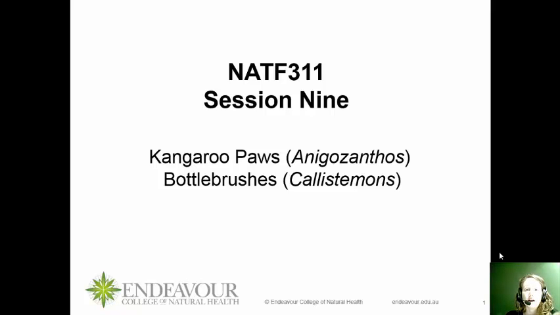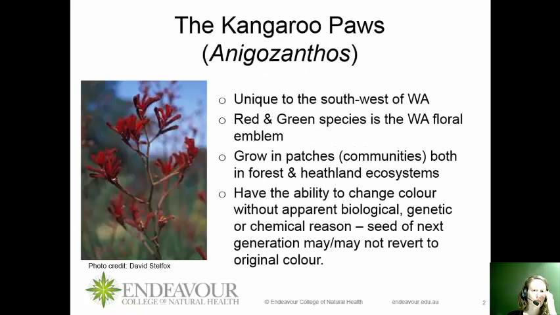In this part of session 9, we're going to be chatting about kangaroo paws. It's a very unique looking flower and quite a large family. And then in the next section we'll be doing bottle brushes. So kangaroo paws. These are generally unique to the southwest of Western Australia.